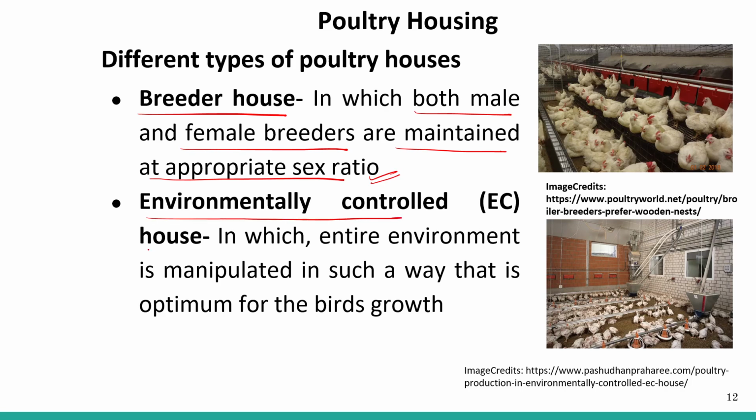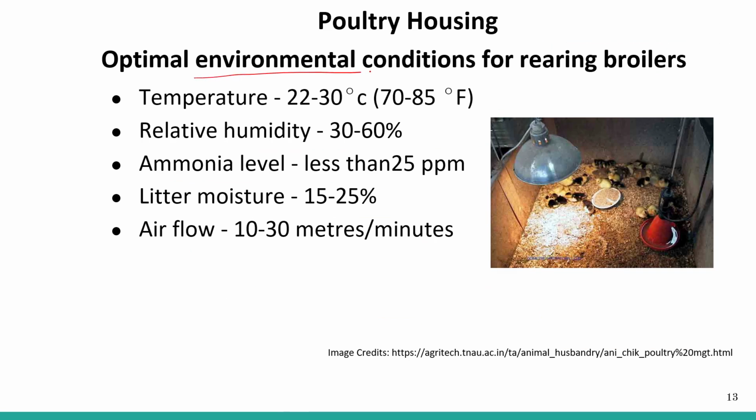Environmentally controlled houses, in which the entire environment is manipulated in such a way that it is optimum for the birds' growth. You can see in the figure that this particular house is environmentally controlled. This is a manipulated, man-made environment, so that there should be proper growth of the birds. So, the optimal environmental conditions for rearing birds. Let us study what the optimal environmental conditions are if we want to rear broilers.